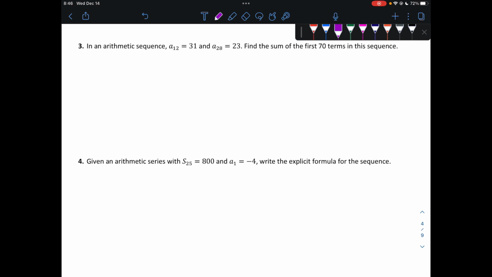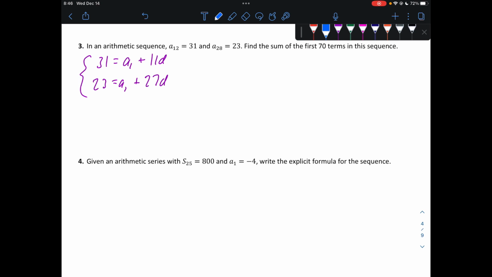Number 3. In an arithmetic sequence, we have 2 terms. Find the sum of the first 70 terms of the sequence. Well, again, the first thing we got to do is find the nth term. So I have 2 equations here. I have 31 equals, we don't know the nth term here, but I do know that the 12th term would be 31. So I can do a1 plus 12 minus 1, which is 11d. And then 23 equals a1 plus 28 minus 1, so 27d.